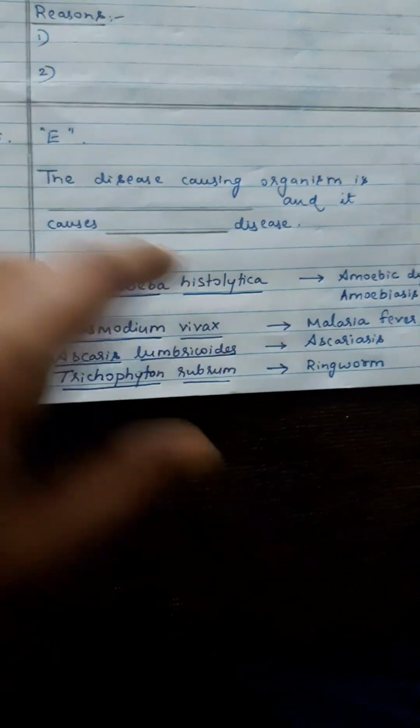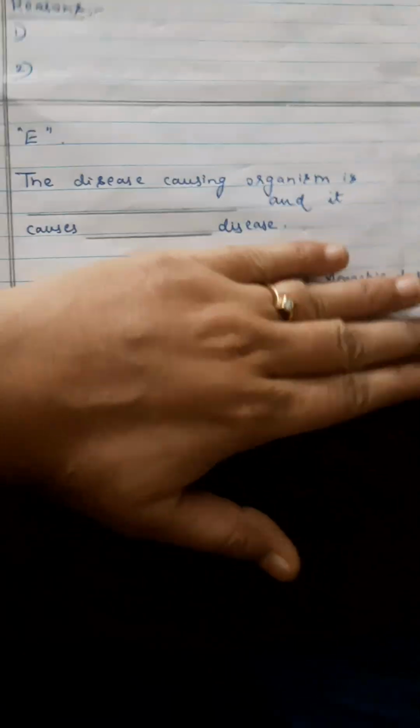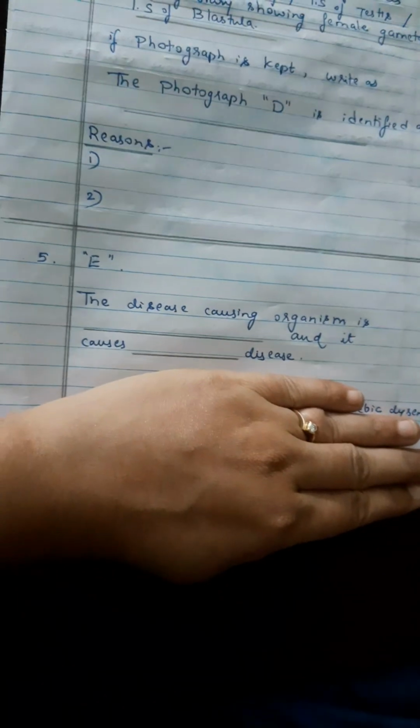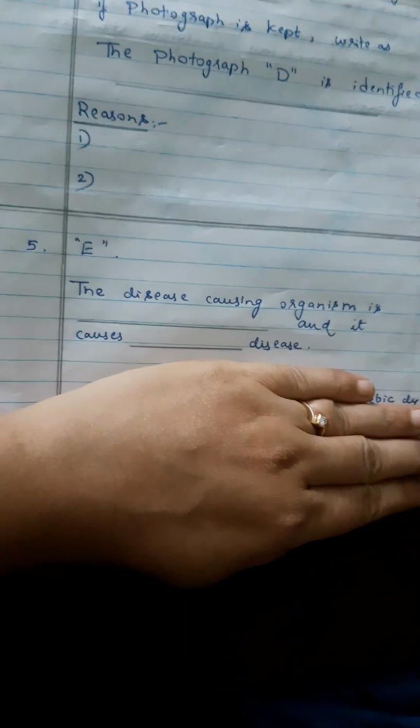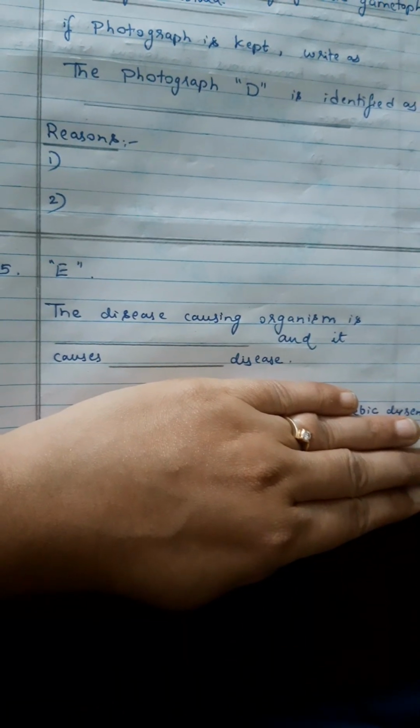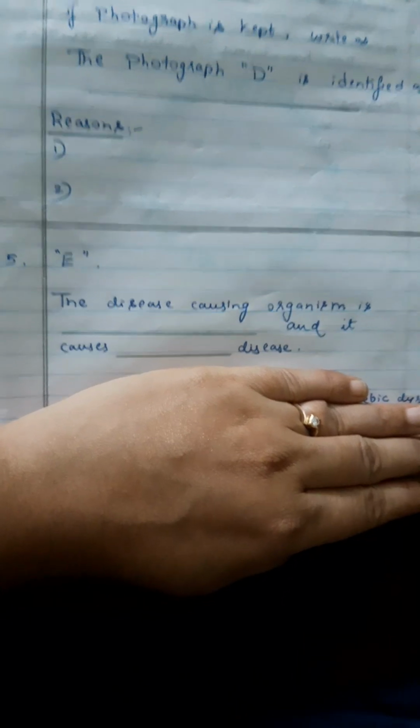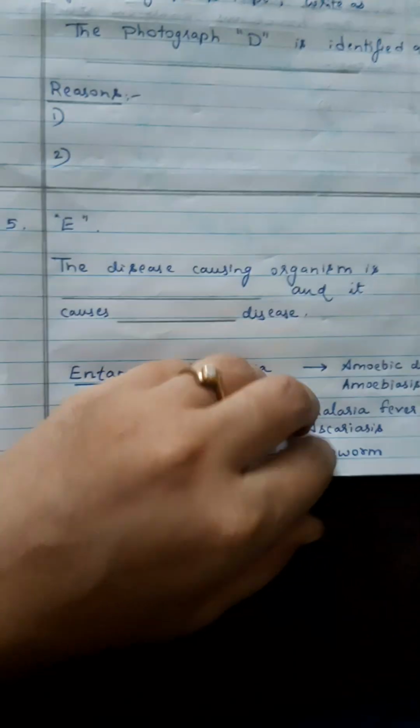If you practice this, you have to just identify, and this much is the writing part in your examination. No need to write all the 4. Whichever one you have got in the exam, you have to write the disease causing organism is dash and it causes dash disease.